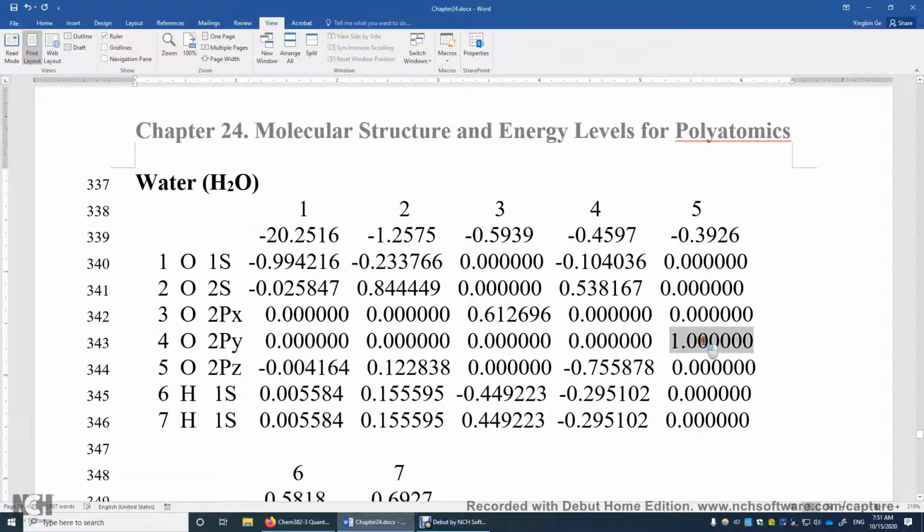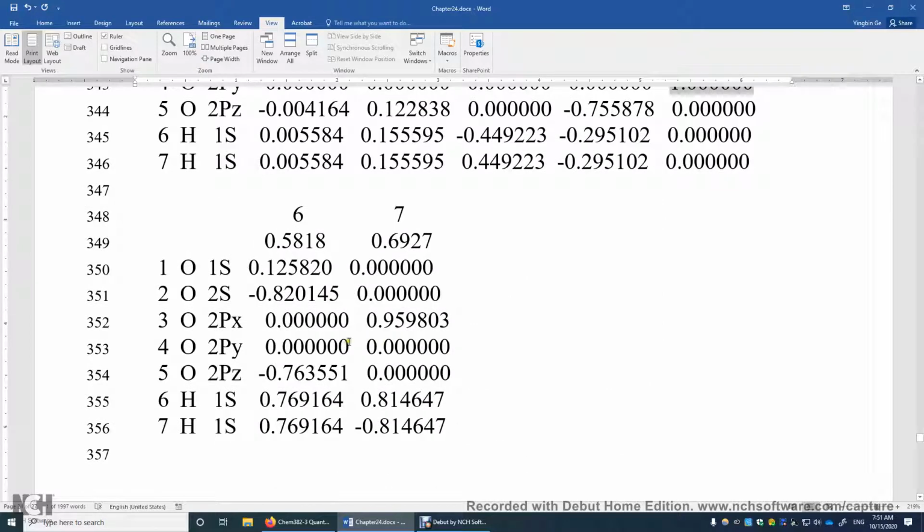Over here you have 100% 2py. I think this is just the lone pair. There's no interference at all. These 2 MOs are unoccupied. Those are anti-bonding orbitals. This is mostly 2s interacting with the hydrogen atoms in a destructive manner. Over here, it's mostly just 2px interacting with the 1s orbitals of the hydrogen atoms, also in a destructive manner.